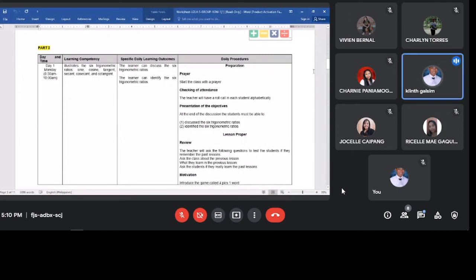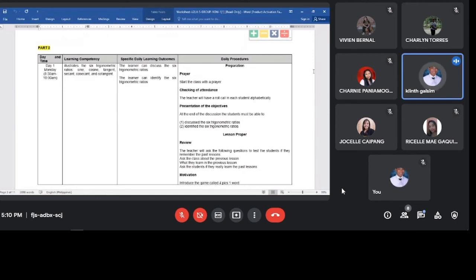So in part 2, we have 5 days of our learning plan. The first day's learning competency is illustrates the 6 trigonometric ratios: sine, cosine, tangent, secant, cosecant, and cotangent. The specific daily learning outcomes are the learner can discuss the 6 trigonometric ratios.